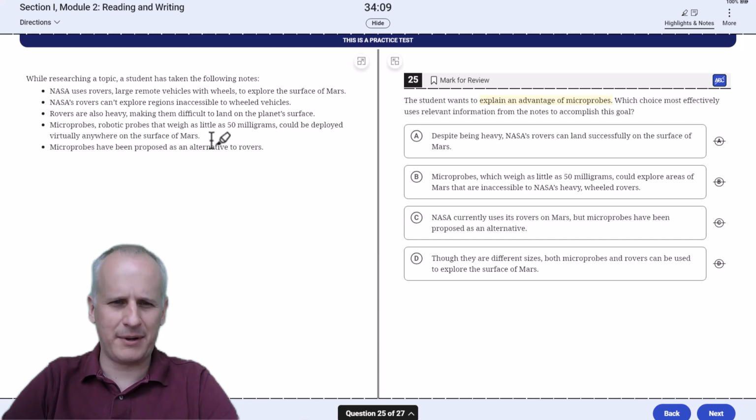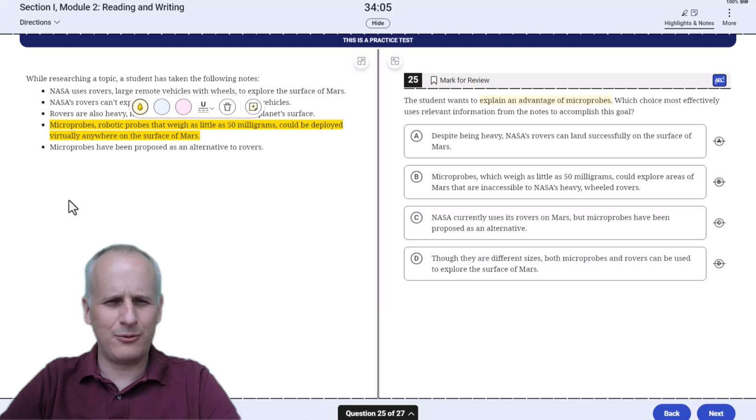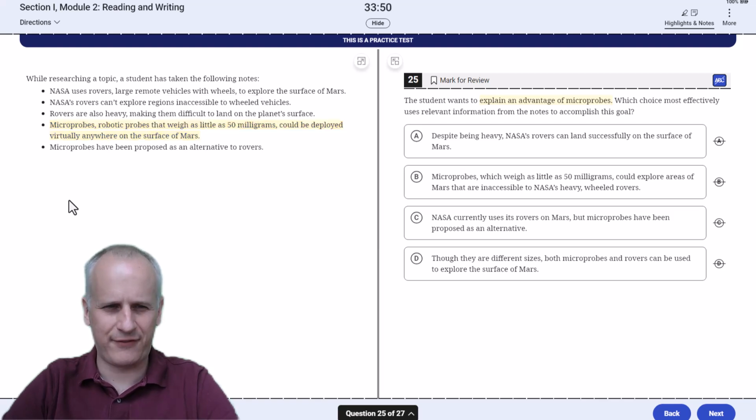Microprobes. Oh, finally we've got the microprobe, so this is going to be relevant. We'll highlight it as we read. Robotic probes that weigh as little as 50 milligrams could be deployed virtually anywhere on the surface of Mars. That's the advantage. And the final bullet is about a proposal. It doesn't actually explain the advantages, so we won't highlight that final bullet. So we're going to focus on that fourth bullet, trying to find an answer choice that summarizes its statements.